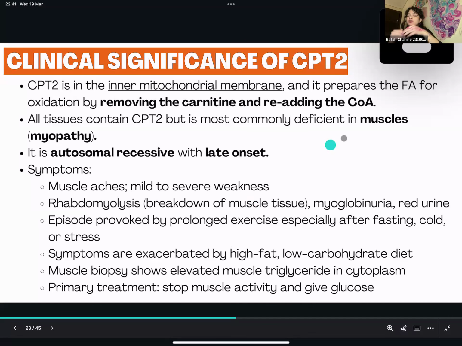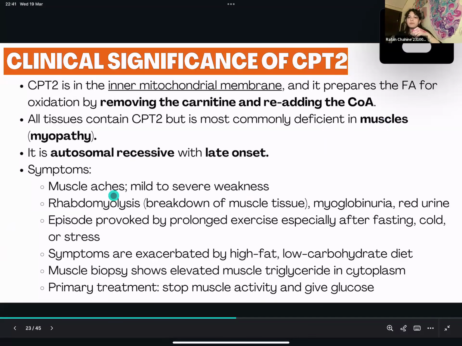And obviously this is a genetic disorder, so it's going to be autosomal recessive and it has a late onset. These symptoms, I'm not necessarily going to go through them, it's just muscle aches, rhabdomyolysis. Rhabdomyolysis is when you have breakdown of the muscle. When the muscle gets broken down, it basically releases myoglobin in the urine, and that will lead to red urine and things like that. And these other symptoms you can read on your own.